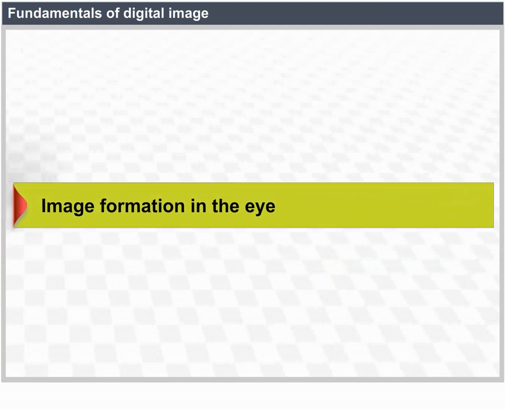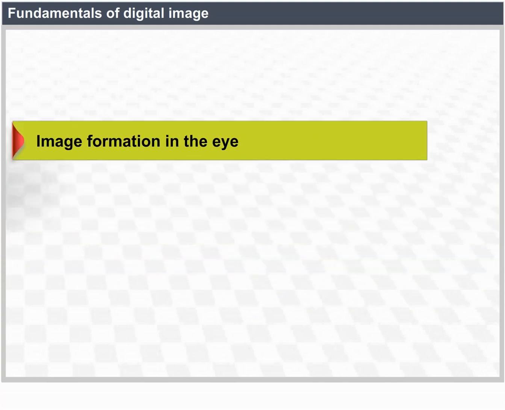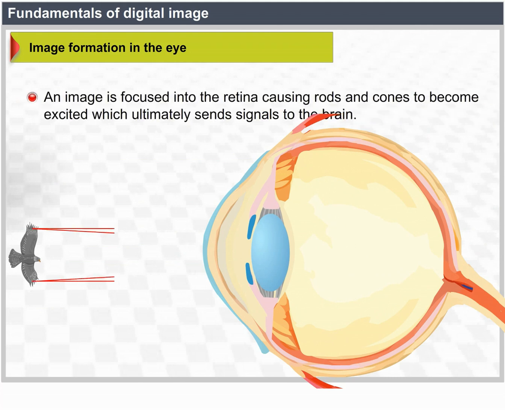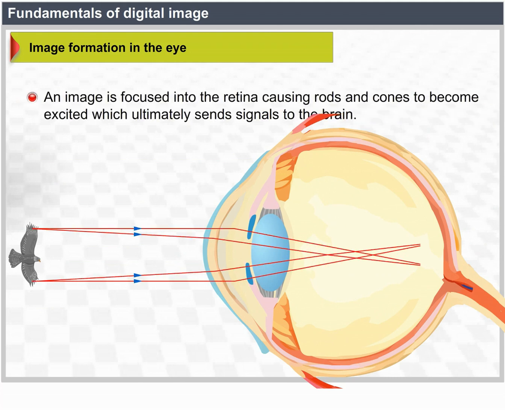Image formation in the eye. Muscles within the eye can be used to change the shape of the lens, allowing us to focus on objects that are near or far away. An image is focused onto the retina, causing rods and cones to become excited, which ultimately send signals to the brain.